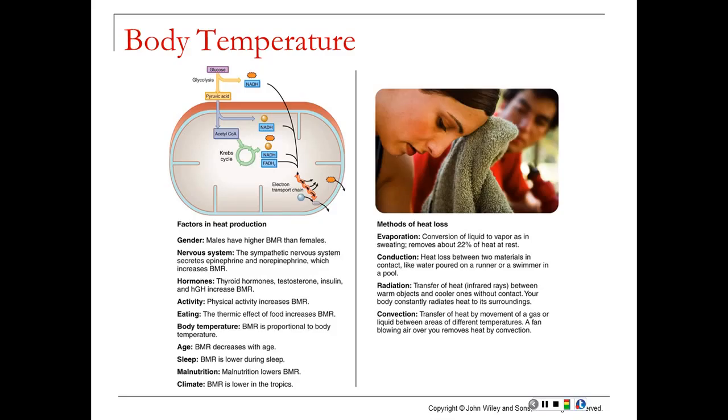So, some methods of heat loss, as I mentioned: evaporation. This is converting the liquid into a gas, and that's going to remove about 22% of the heat from our body. So that's the process of sweating. There's also conduction. This would be like water poured on a runner or a swimmer in the pool, actually transferring the heat from one area to another area, from the body to a liquid. There's also radiation, the transfer of heat between warm objects to cooler ones. So your body is constantly radiating heat to its surroundings.